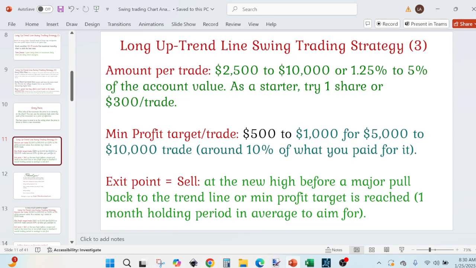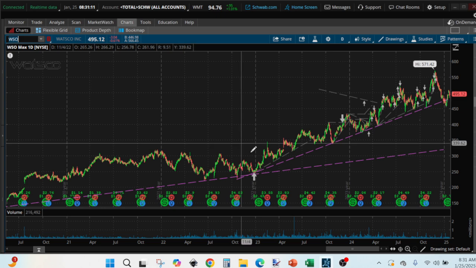Just start small. Even just one share of a stock that you purchase, that is good. 10% of it, if we take this stock WSO as an example, is almost $500. So that's $50 profit right there. So when it's $550, you sell, assuming that you bought it somewhere around $500, you sell it, that's $50 you lock in from that one share of stock.